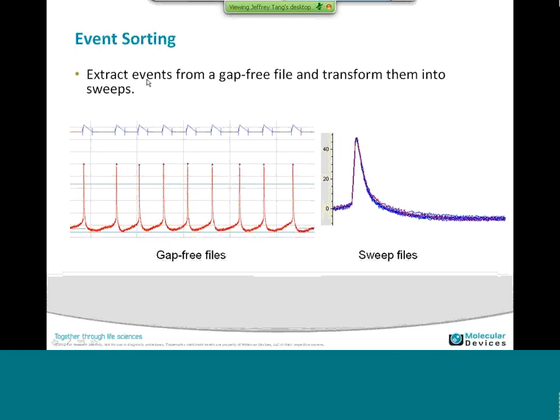Now, the events in the gap-free mode can also be extracted and transformed into a sweep file. You can see here, these action potentials are recorded in gap-free mode, and then we can capture those action potentials as single action potentials in a sweep file. We will show you how to do that in the later part of my presentation, where I will use Clampfit for a live demonstration.